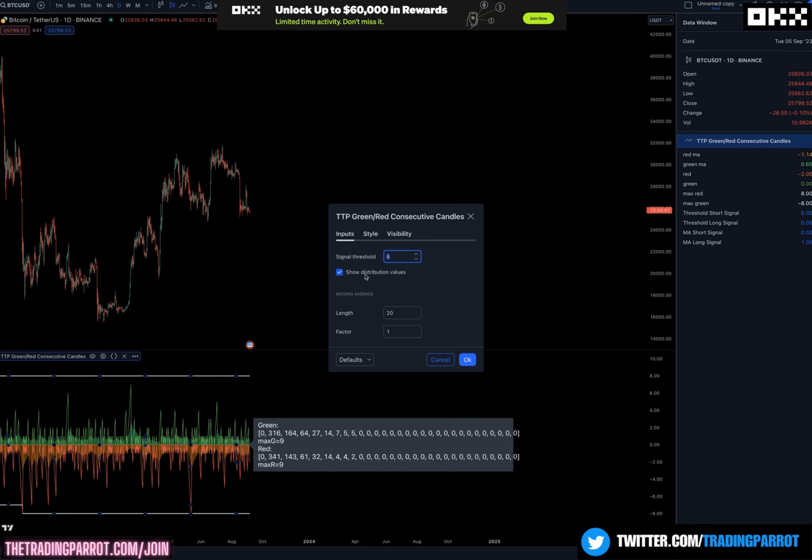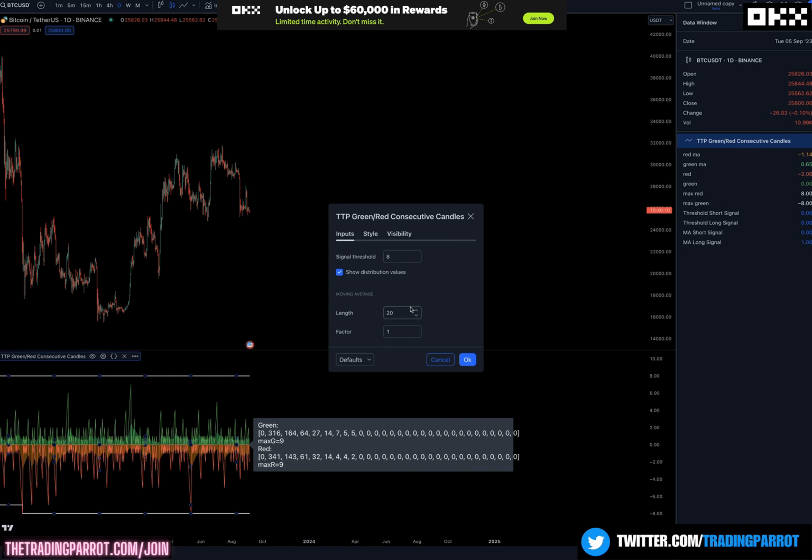And I left here the show distribution values so you can see how many times each of these thresholds have been met and how many times it was much more than that. So for example, 8 is located somewhere here, but you still had some more for Bitcoin. In this case, we have up to 9.